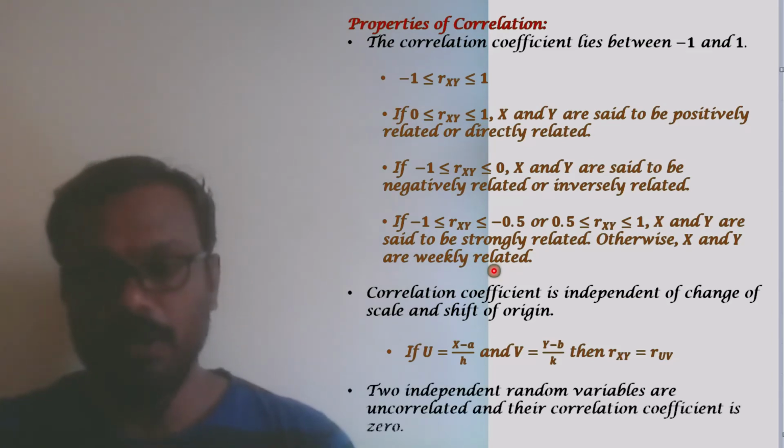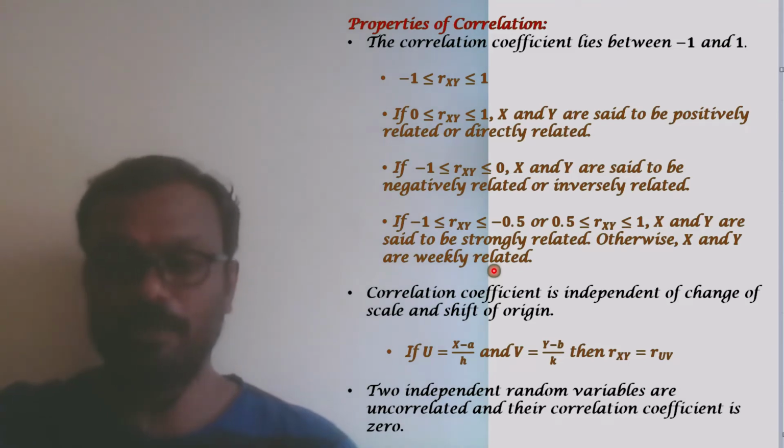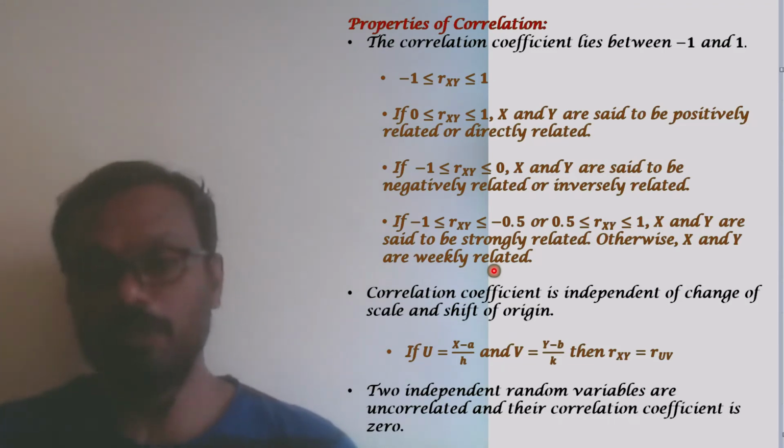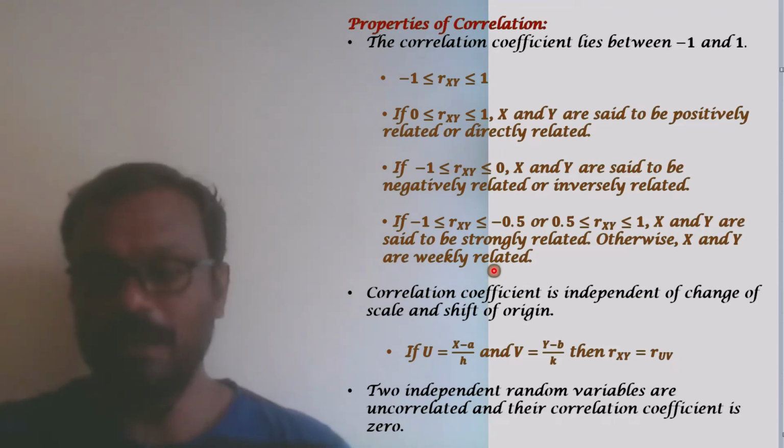And now if the two random variables are independent, then they are uncorrelated and their coefficient will be 0. But the converse need not be true. Suppose the correlation coefficient is 0, then the two random variables need not be independent. This we discussed even in the covariance case. When the two random variables are independent, their covariance is going to be 0, because we know E of xy is equal to E of x into E of y when x and y are independent. But covariance 0 need not imply the random variables are independent.